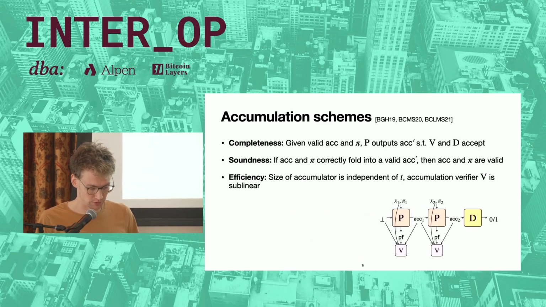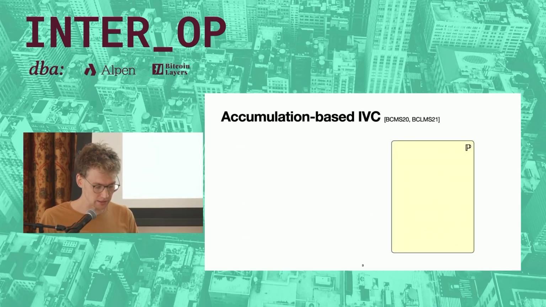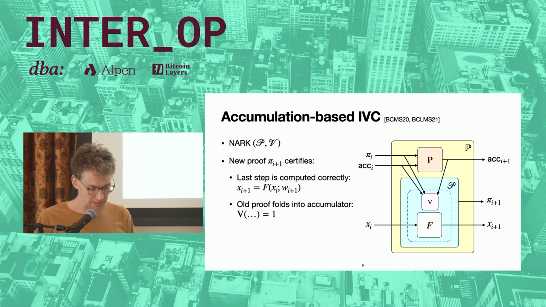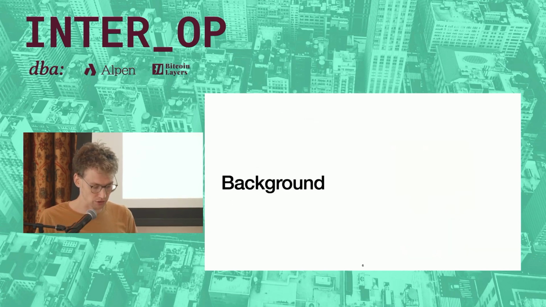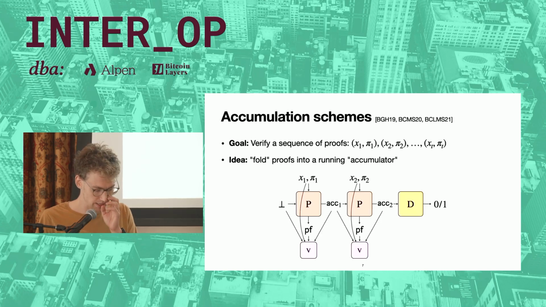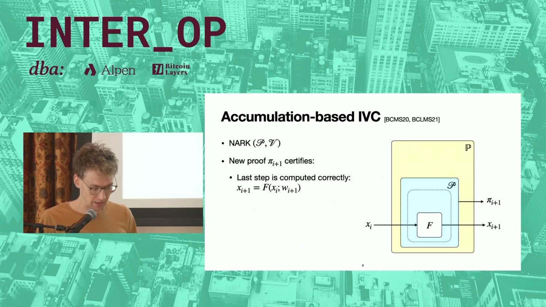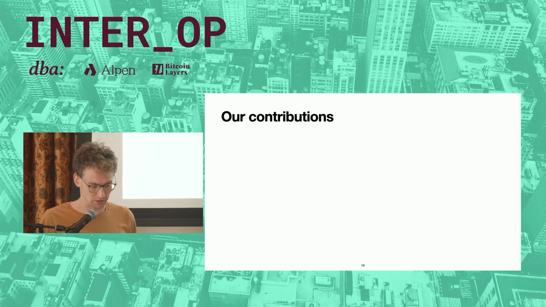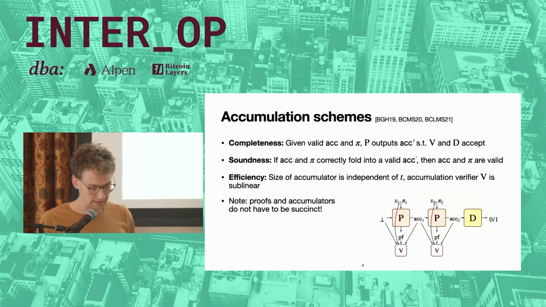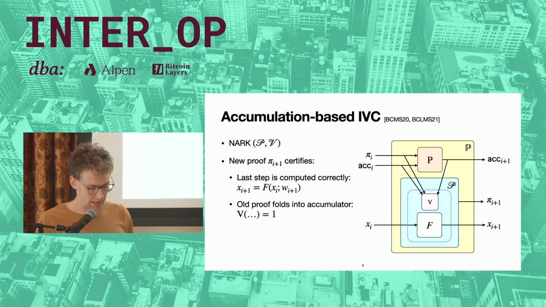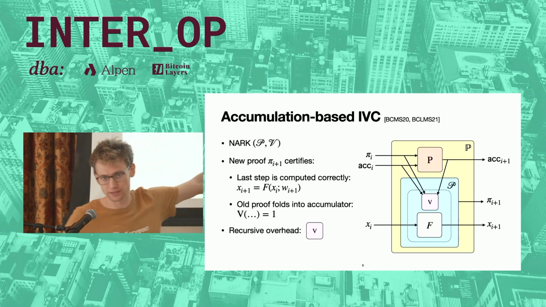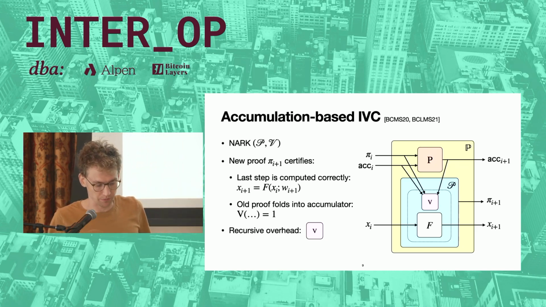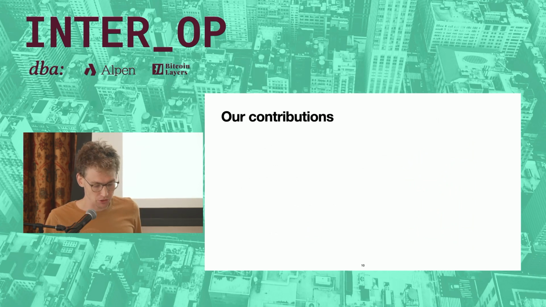There are some properties here, but I don't want to go into the details. Basically, the key idea is that I want to construct these accumulation schemes because they give me IVC. I'll skip over exactly how this works, but please trust me on this. The key point is that the size of the accumulation verifier, the size of this box, should be as small as possible. And our contribution was that we were able to build accumulation from hash-based crypto.